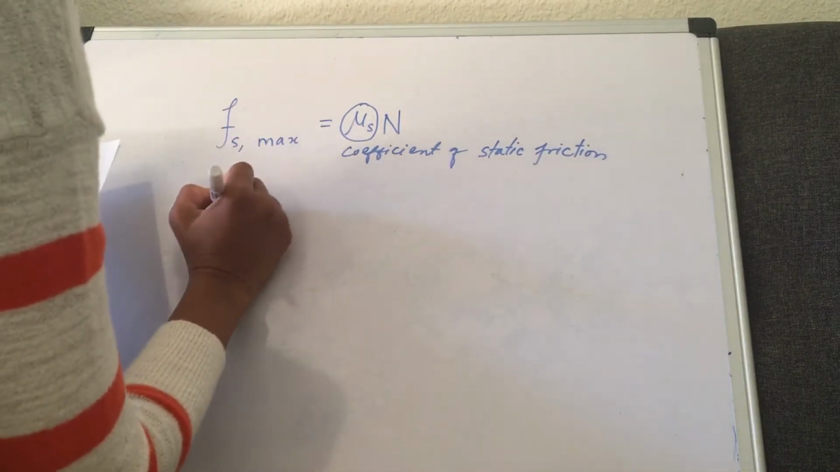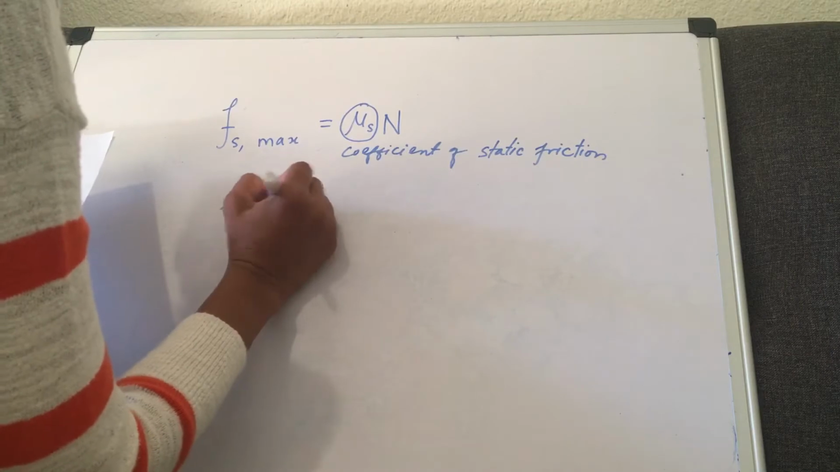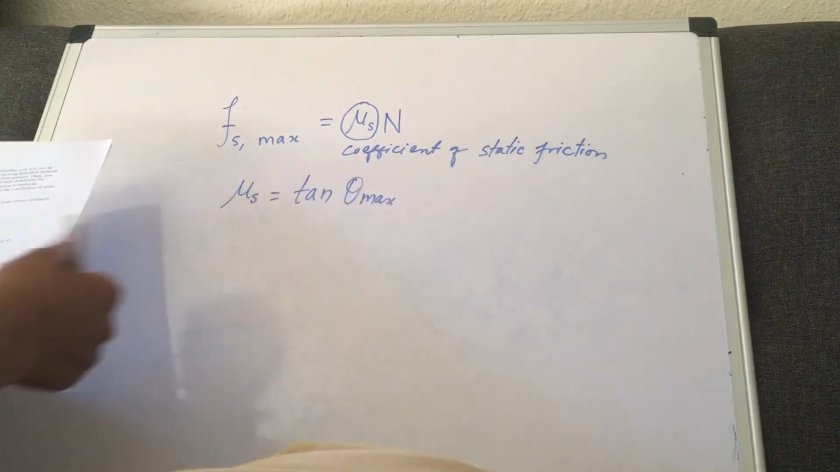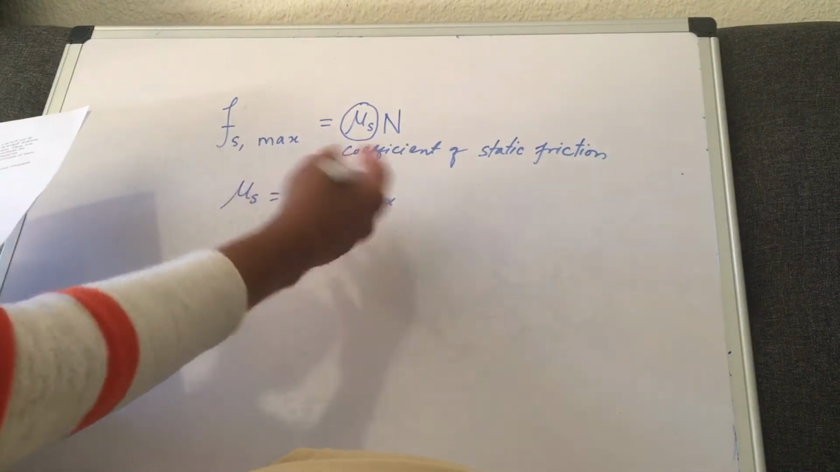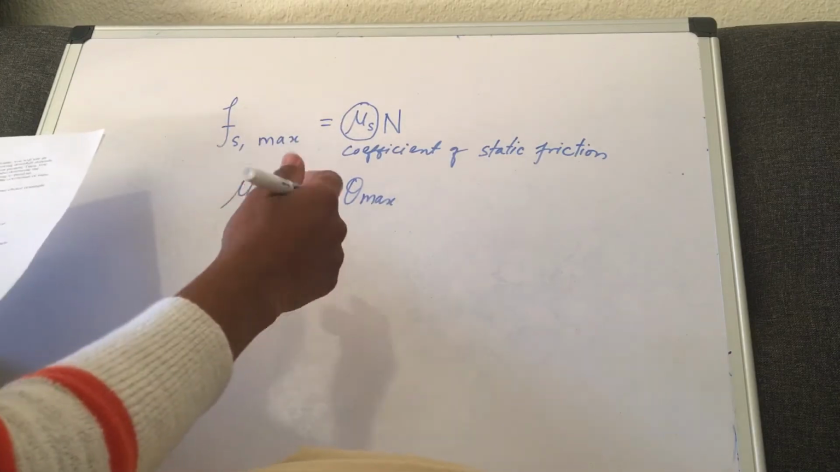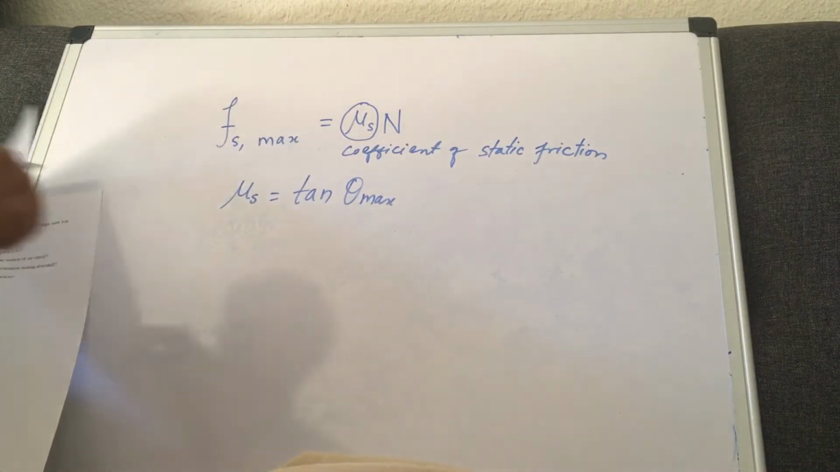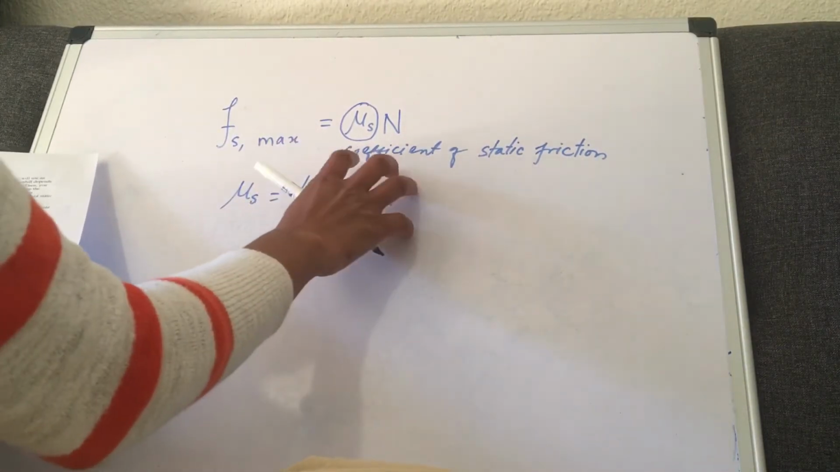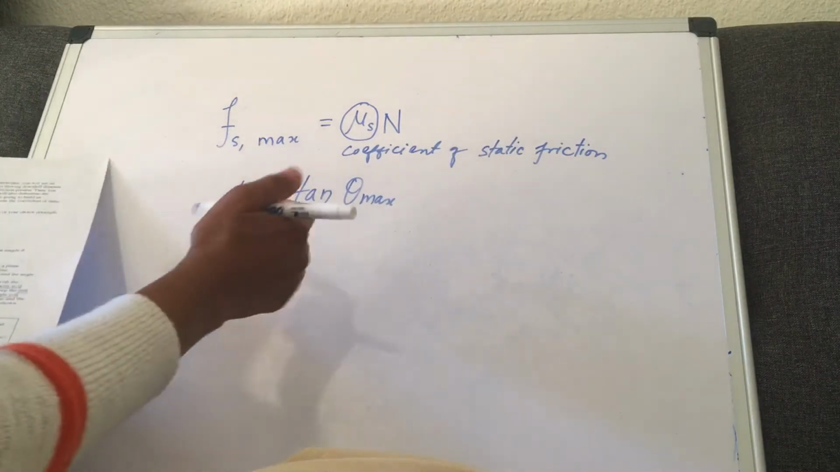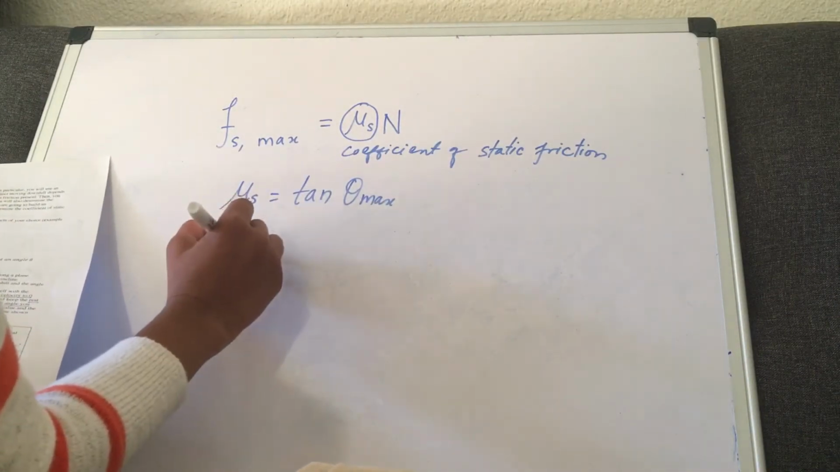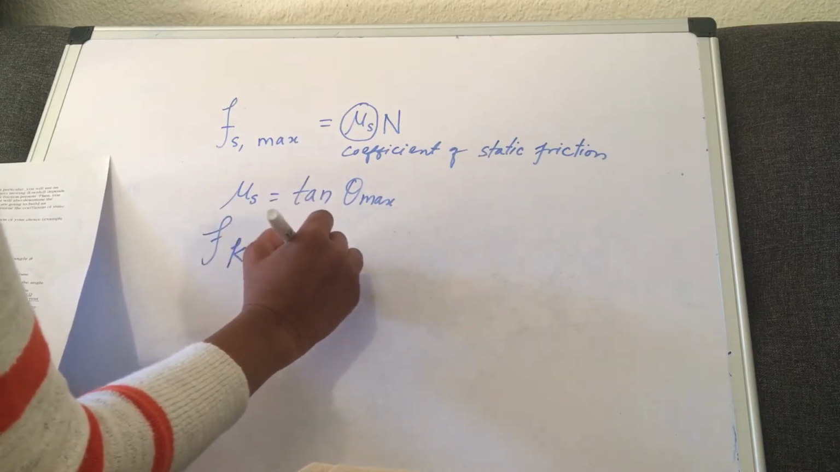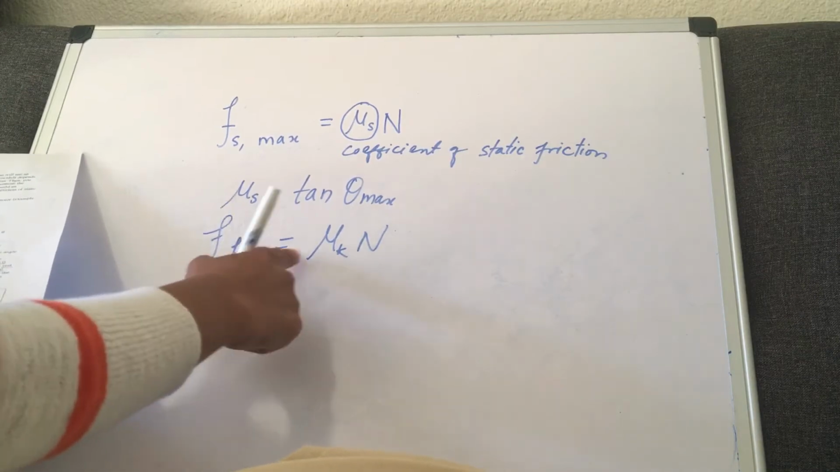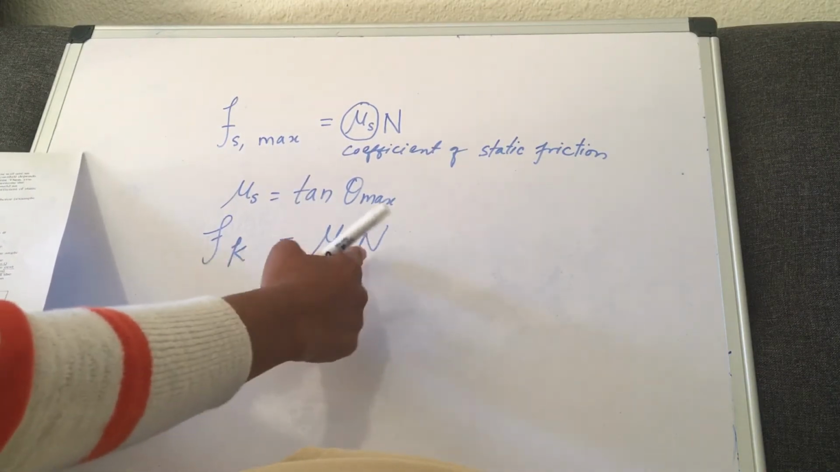You can also find this quantity by mu s equals tan theta max. This will be clear as we talk about the setup later in this part 1. This theta max is the maximum angle. We'll see what that means in a few minutes. Fk equals mu k N, so the kinetic frictional force equals the coefficient of kinetic friction mu k times the normal force N.